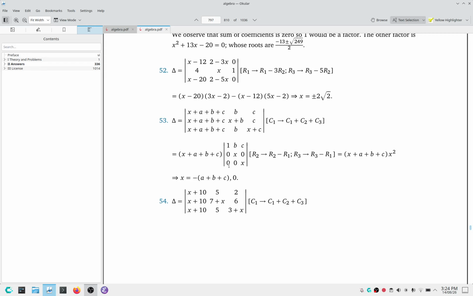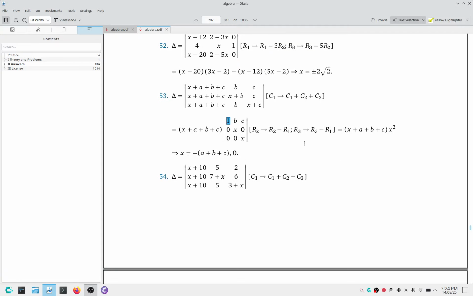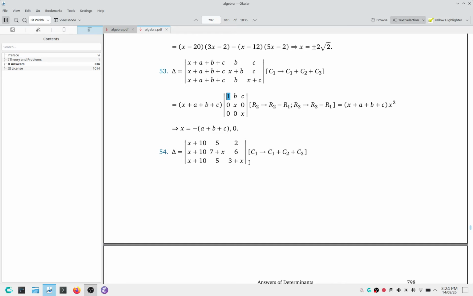So we can expand along the first column with this one. We get x squared. So we have x plus a plus b plus c times x squared as the product, which is equal to 0. So x is equal to minus (a plus b plus c), or 0.